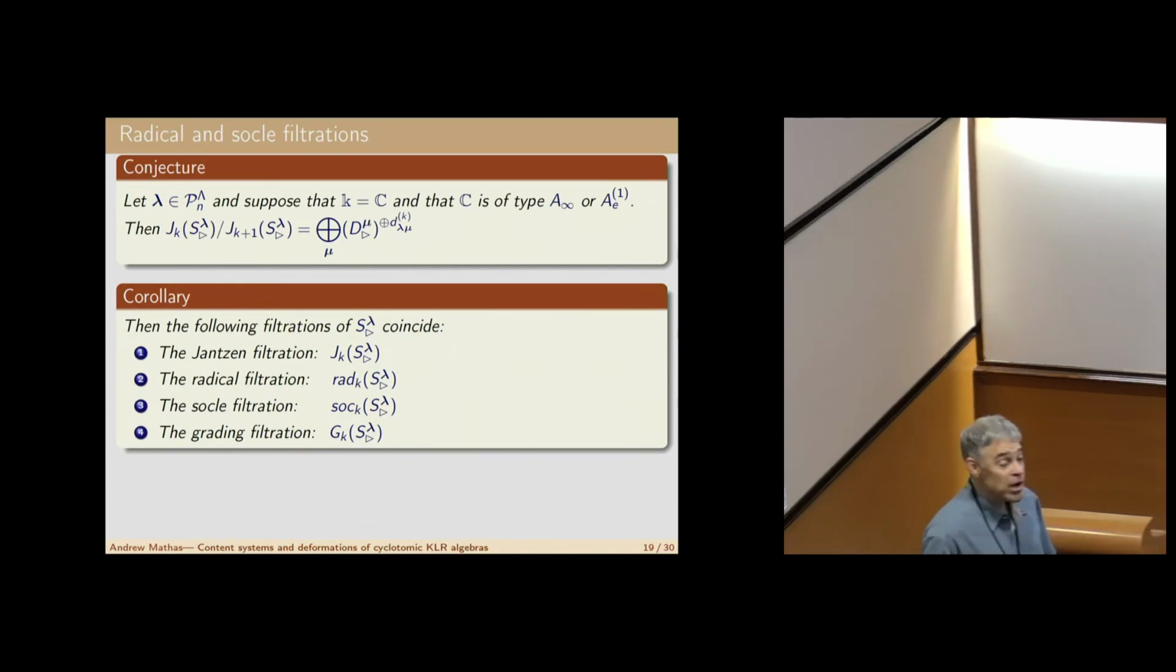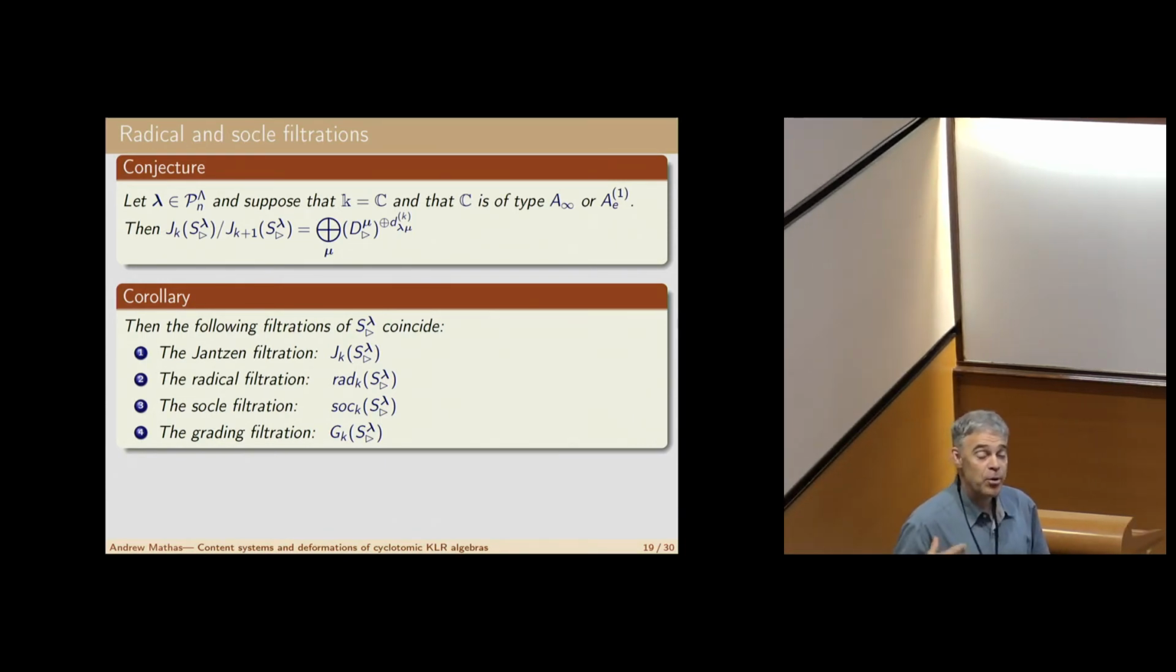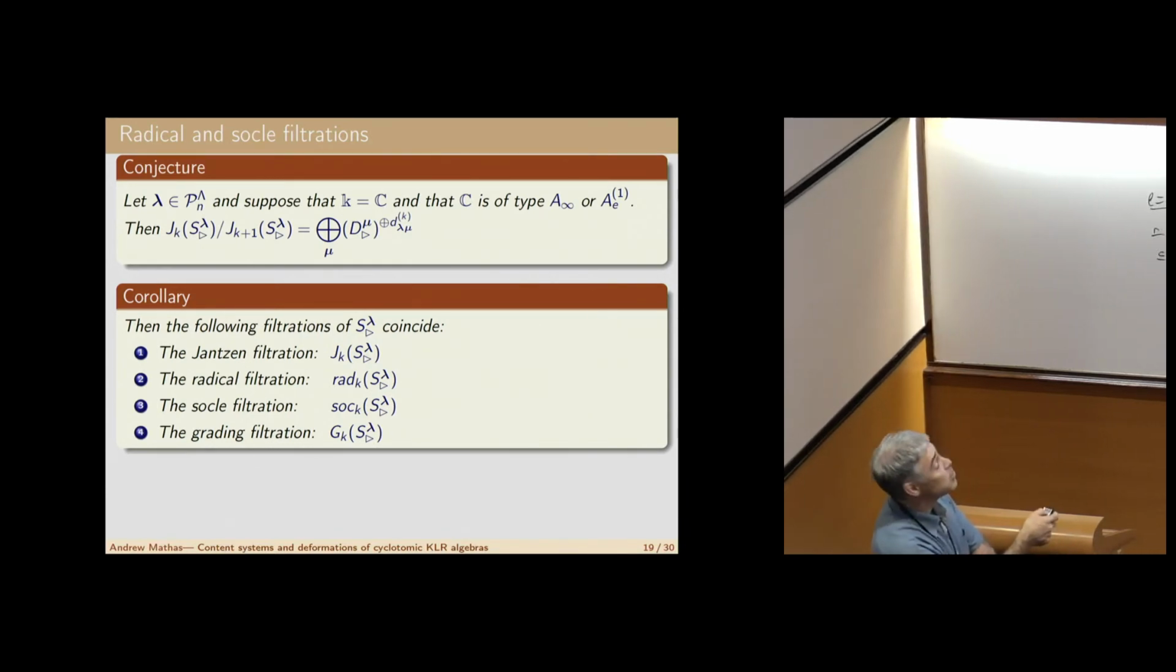Sadly, Hecke algebras are not quadratic, so there's no way they can be Koszul. And so you can't use this. But at some point I realized that I can write down these filtrations both for Specht modules and dual Specht modules.